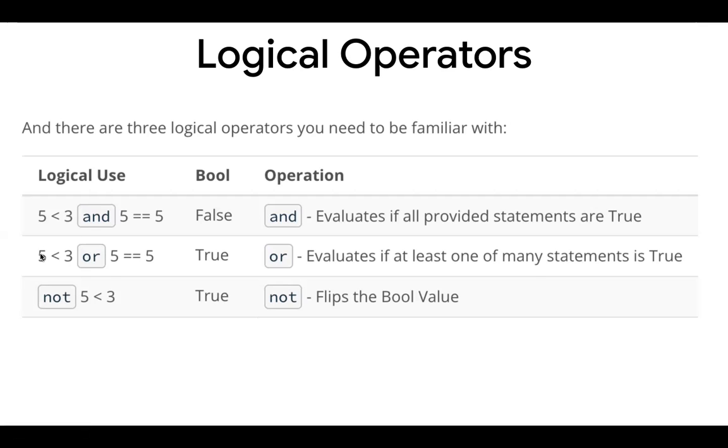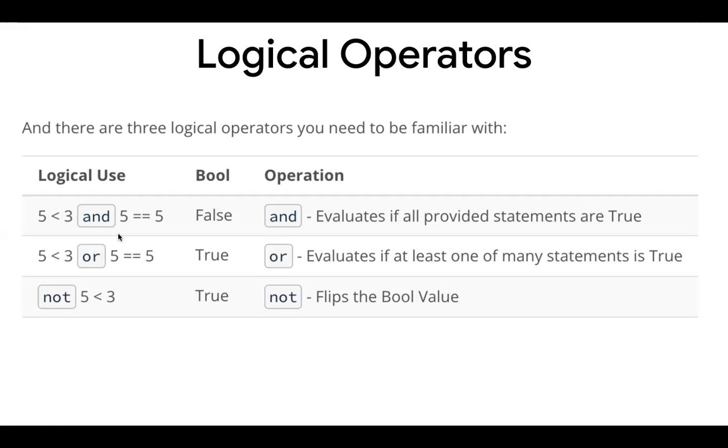Then the next one, 5 less than 3 or 5 equal to 5. So the first one is false and the second one is true. This evaluates to true because it means that if at least one is true, then the whole expression is true. So when we have and, we should have all the expressions true.